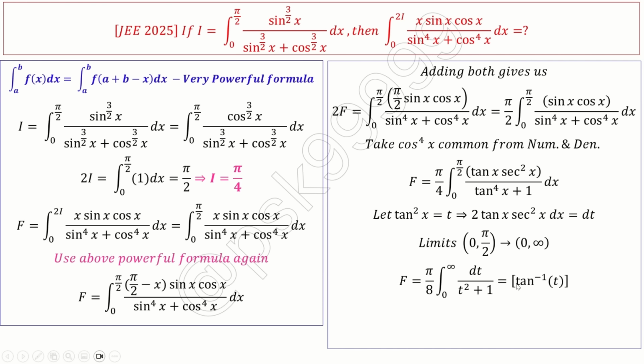Now, we know this is tan inverse of t. You apply the limits. Tan inverse of infinity is pi by 2, minus tan inverse of 0, which is 0, so pi by 2, right? This is pi by 8 times, sorry, I missed pi by 8 here, pi by 8 times pi by 8 times pi by 2, which is pi square by 16. This is the answer. Okay, next.